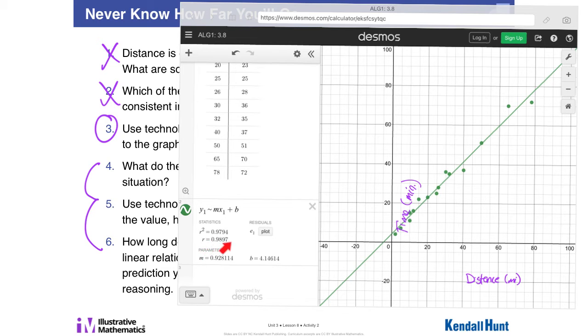And again, in number 5, we see the correlation coefficient, 0.99. What does that tell you about the strength of the linear relationship? It means that this is a really strong linear relationship, that it almost makes a perfectly straight line with your data.